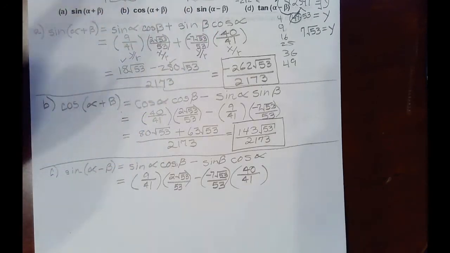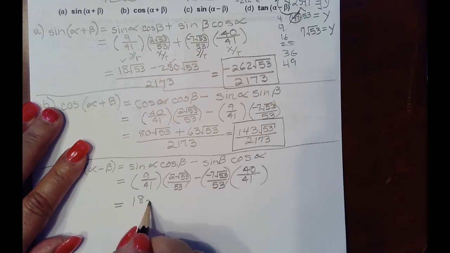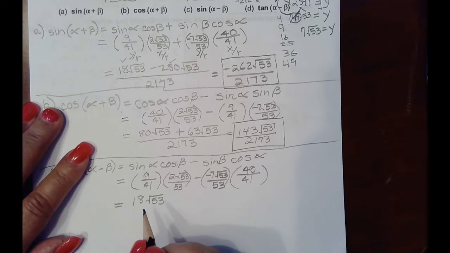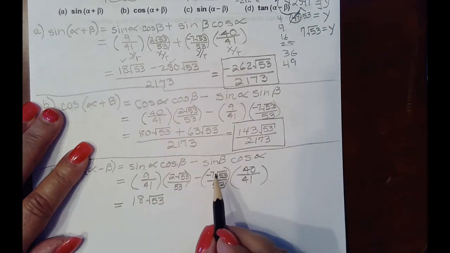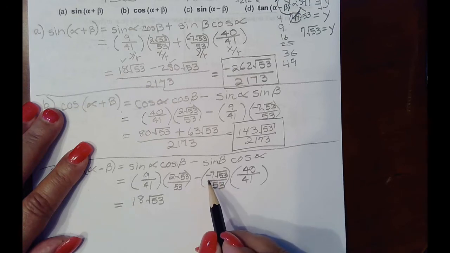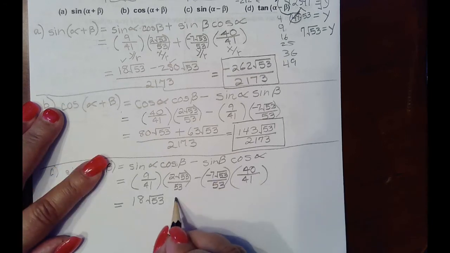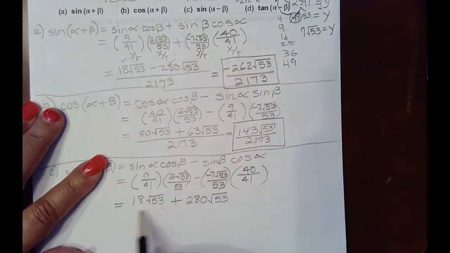40/41. Then multiplying these out, just like in part A, you got 18 square roots of 53 for the first product, and we got 280 square roots of 53 for the second product, this 7 times 40, only the sign's different. This is negative followed by another negative, so this is like positive 7 square roots of 53 times 40. So this is going to be positive 280 square roots of 53 as opposed to negative 280 square roots of 53. All the rest of the numbers are the same.